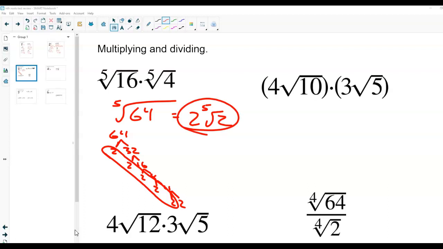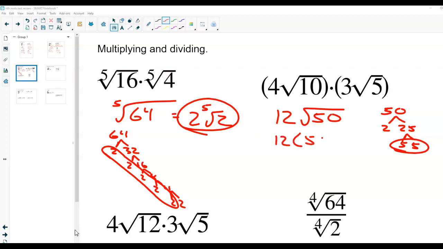We didn't do a great job of this on our quiz. 4 times 3, 12. Root 10 times root 5, 50. Now, if you can simplify the radical, you must do so. 2 and 25, 5 and 5. So I have a pair of 5s that go on the outside. So this is 12 times 5 root 2. 12 times 5 is 60. Root 2 is our answer.